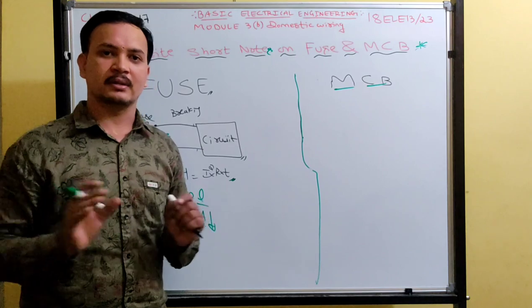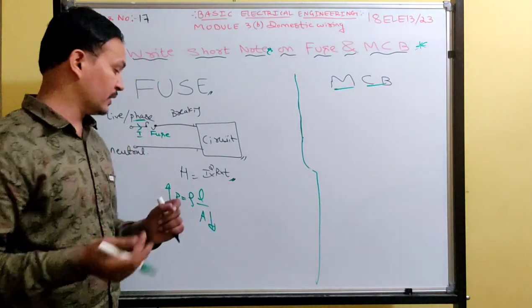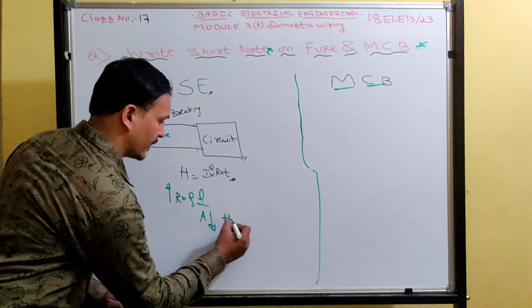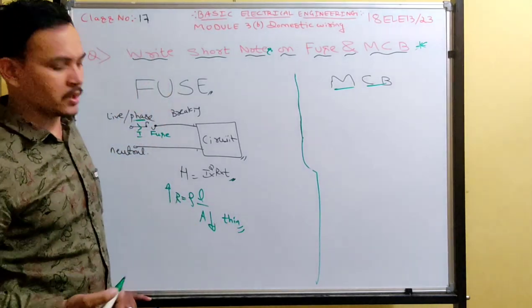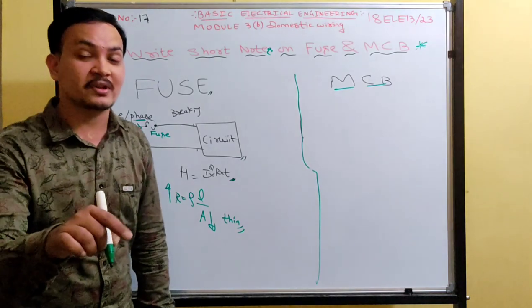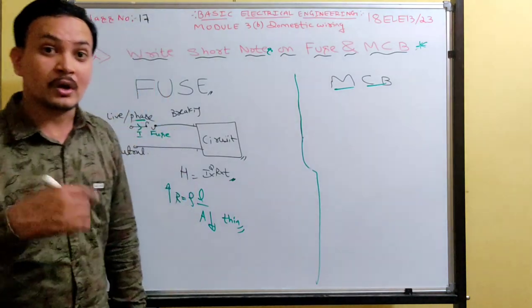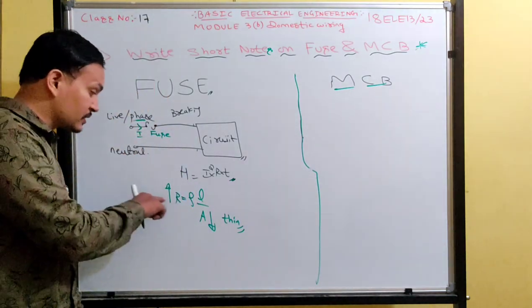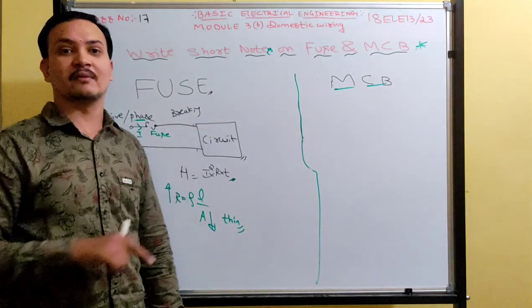It looks thinner, not thicker. So the fuse wire looks very thin, because if the area decreases, resistance increases. What is the function of resistance? It opposes the flow of current. What should be opposed? Excess current should not flow into the circuit itself.